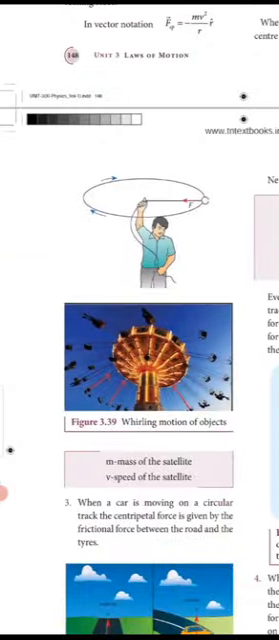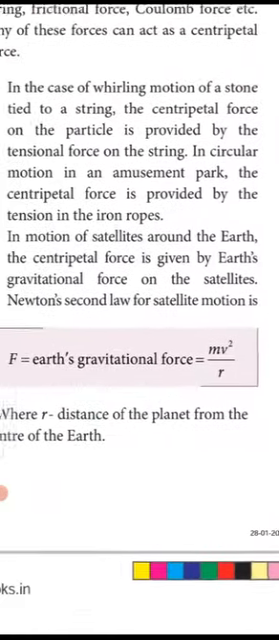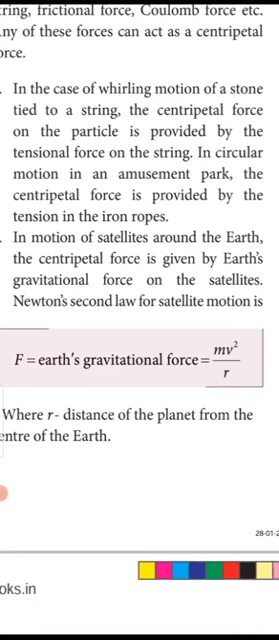And the second case, we will discuss the motion of a satellite around the Earth. The centripetal force is given by the Earth's gravitational force on the satellite. That is, Newton's second law for the satellite motion is F equal to Earth's gravitational force, which is nothing but mv square by r. Here r is the distance of the satellite from the center of the Earth. Okay. And here m is the mass of the satellite, and v is the speed of the satellite.